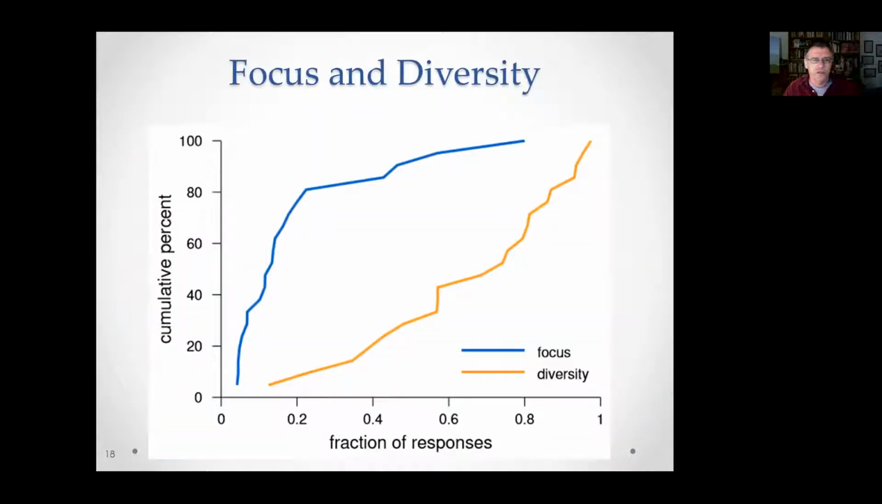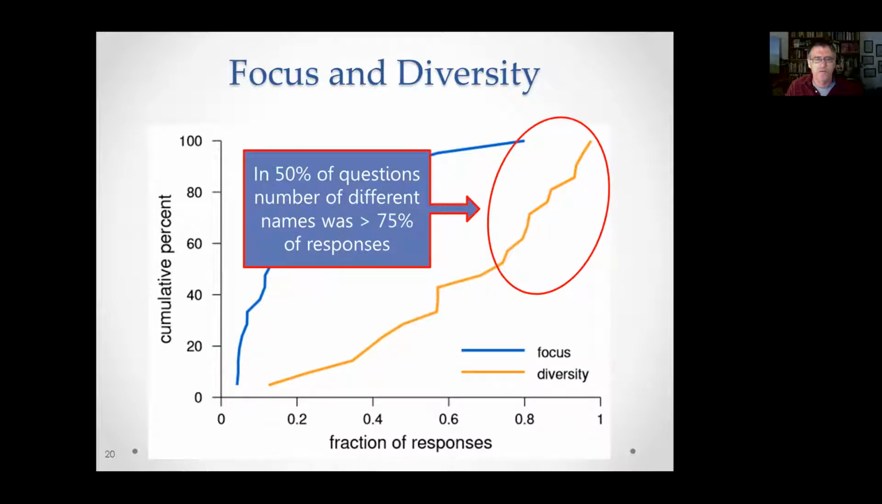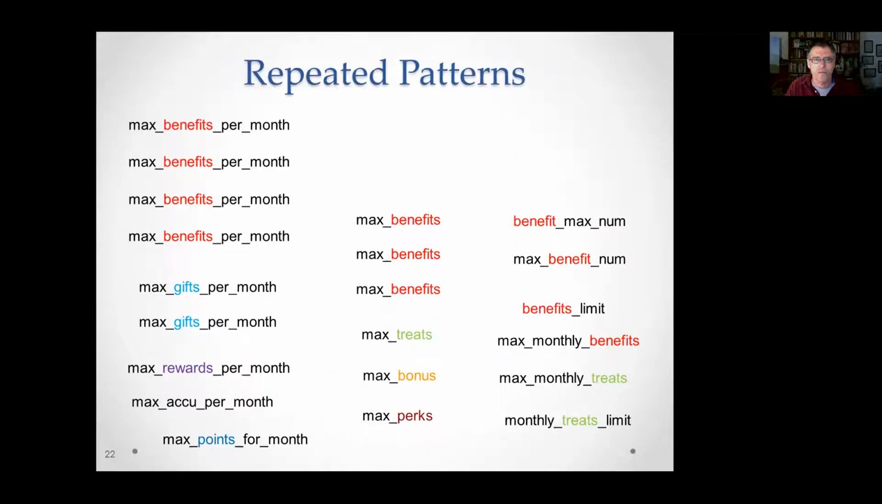These graphs show the results for all of the questions in our scenarios. What we see here are CDFs, cumulative distribution functions, of the focus and the diversity in the different questions. Specifically, we see that in 80% of the questions, the most popular name was used in only 5 to 20% of the responses. So this focus is rather low. At the same time, in 50% of the questions, the number of different names received was more than 75% of the responses. So diversity tends to be high.